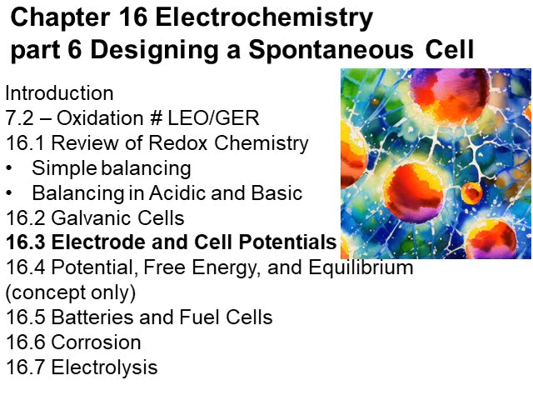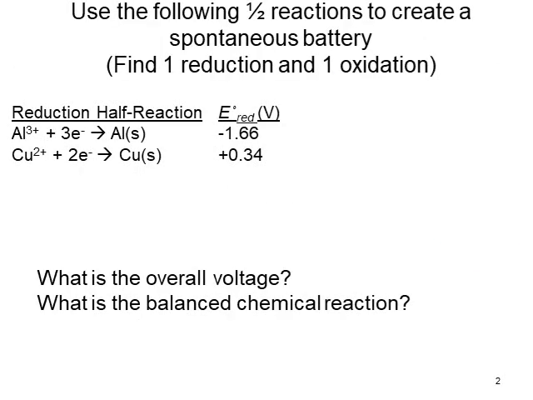In this section, we're going to look at how we can use reduction half-cell values in order to design a spontaneous cell. In this problem, you need to figure out what would be the oxidation and what would be the reduction to make a spontaneous battery. Again, you always have to have one reduction and one oxidation, so figure out which half-cell is better for each job. And then after you find the overall voltage, also go ahead and balance the chemical reaction.